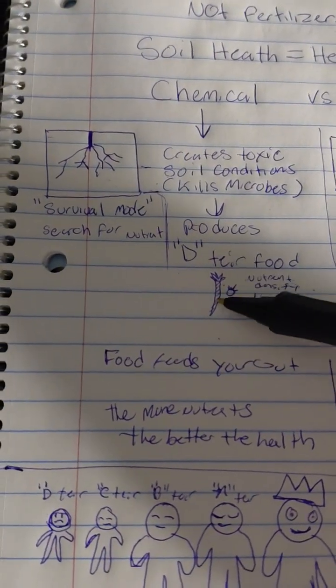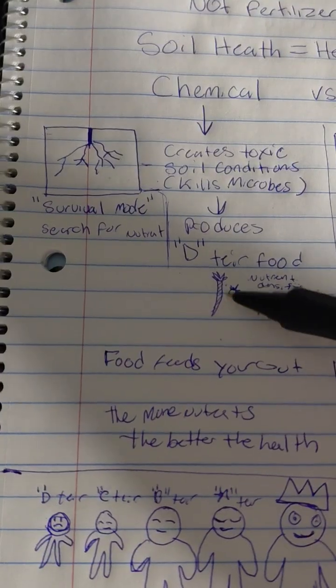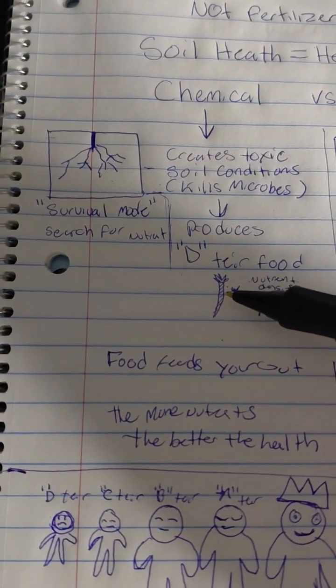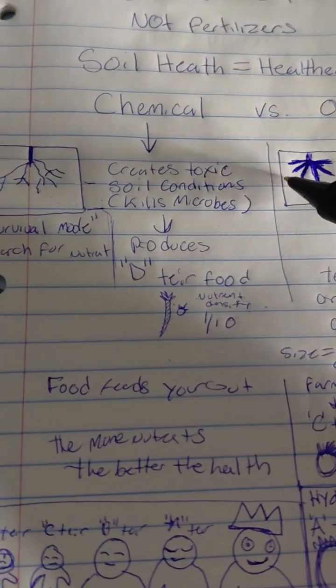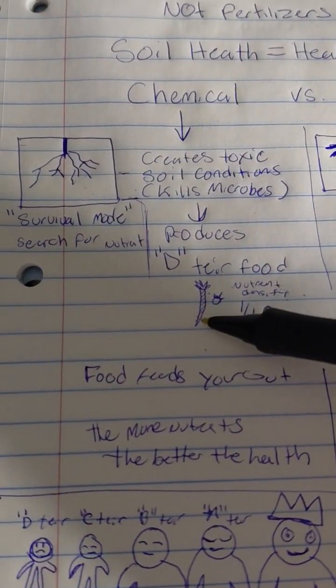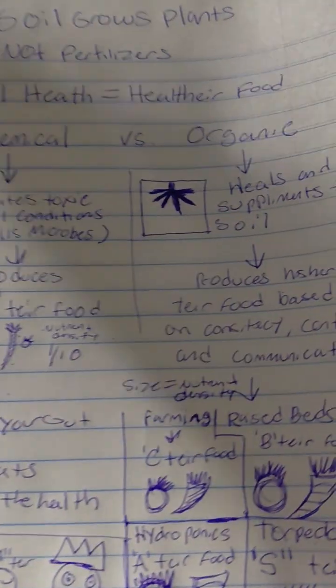D tier food, and then it's small and it's not nutrient sufficient because the roots are in survival mode, so they couldn't store up the nutrients like in this one, and thus it's small, right? And then we have organic.